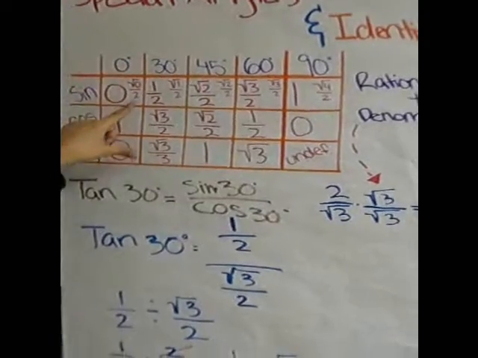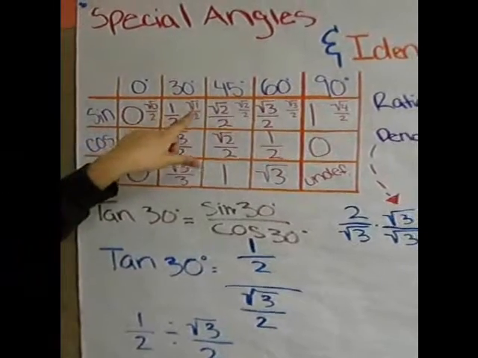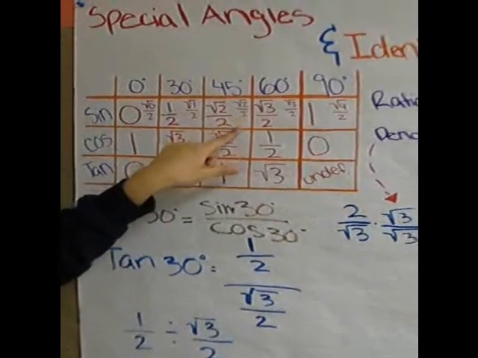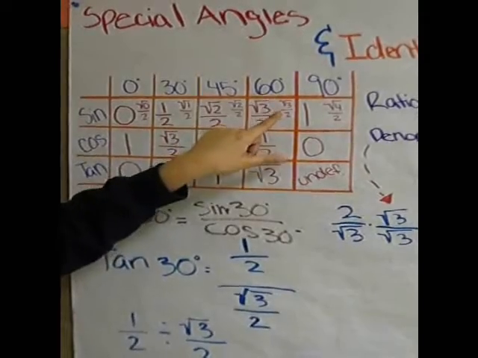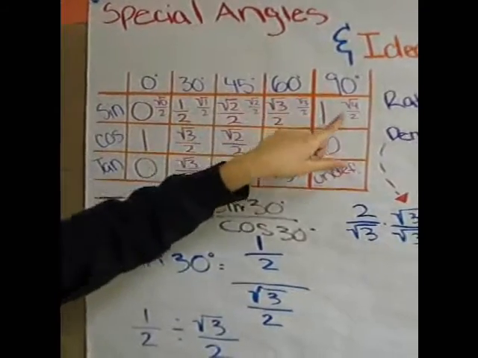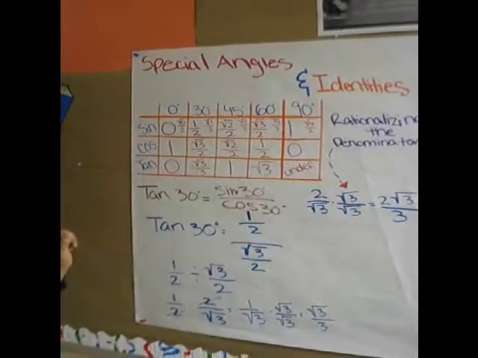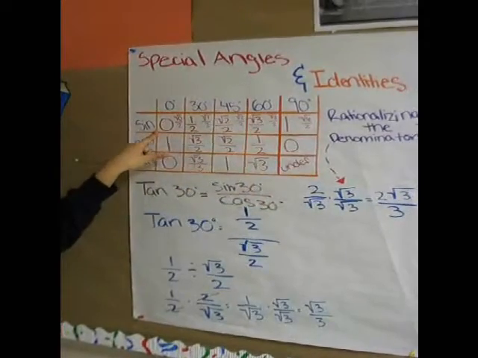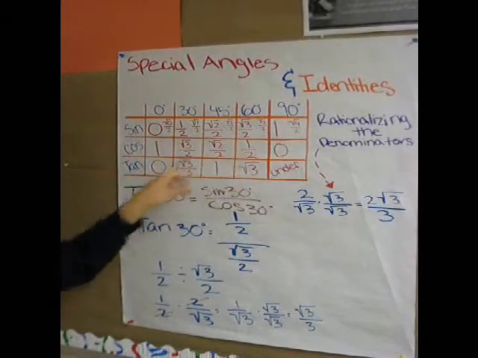And for sine of 0, the square root of 0 over 2 is simply 0. The square root of 1 over 2 is 1 over 2, and square root of 2 over 2 is square root of 2 over 2 because you can't simplify that anymore. Square root of 3 over 2, you can't simplify that either. And square root of 4 is 2, which is 2 over 2, which equals 1. And to get cosine, all you have to do is get sine backwards, which is 0 and 0, 1 and 1, and so forth.